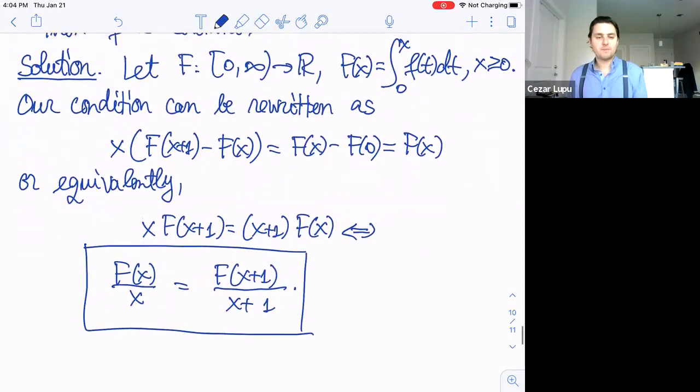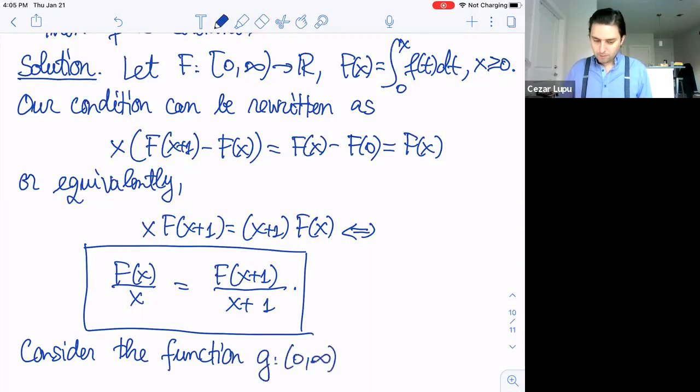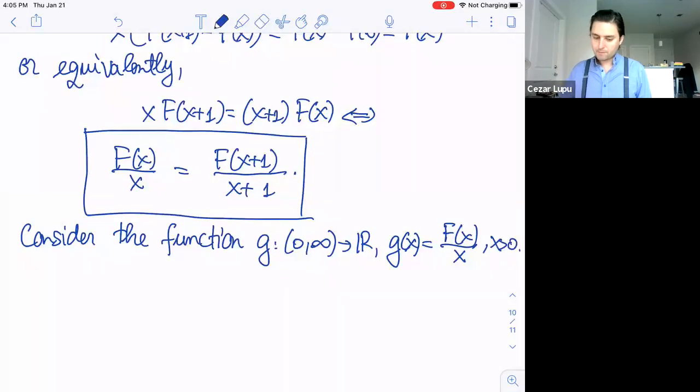So by just now, let me consider the function. So consider the function g, and I will define g in the following way. G of x to be f of x over x, right? For x positive. All right, clearly g is differentiable.